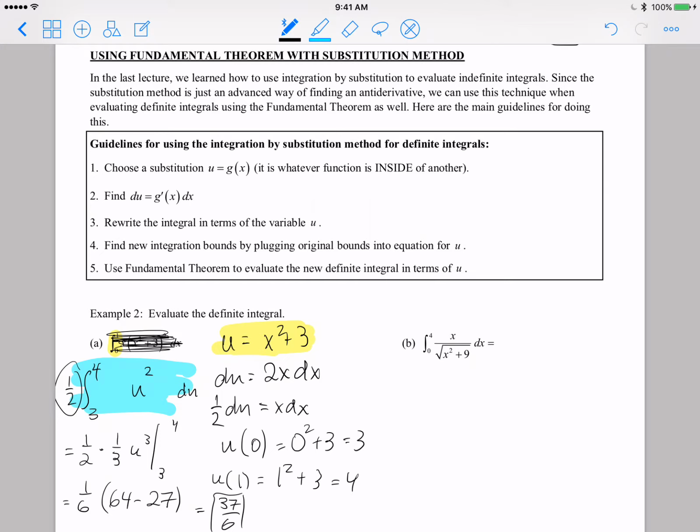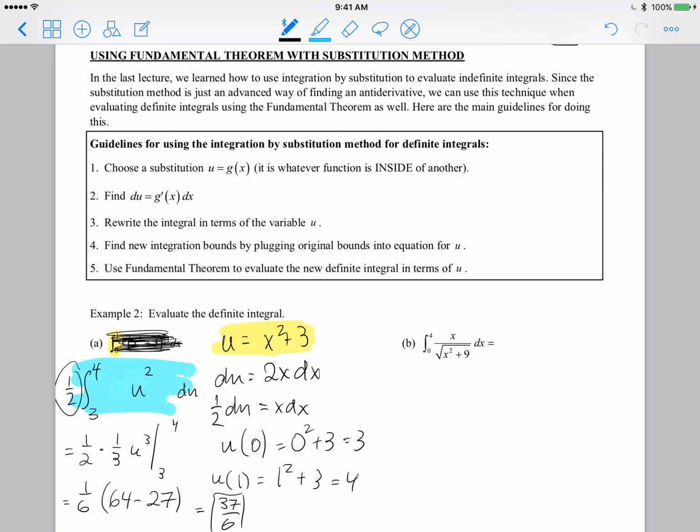Now be careful, I want to say this again just to be clear. Once you shift everything to u, you are completely done with x. So these things right here, okay, this original problem, completely irrelevant once you substitute everything into the variable u.